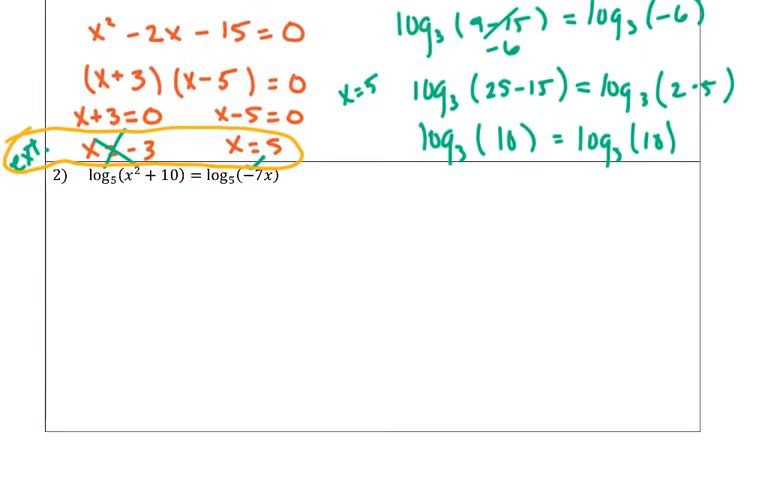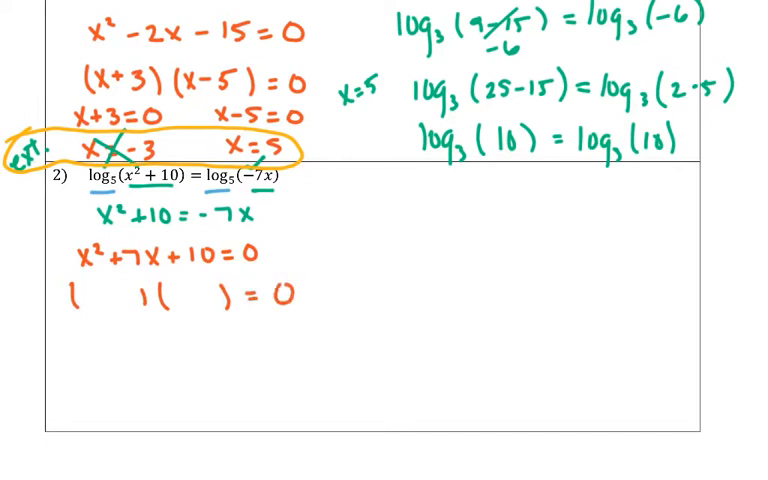All right, so this one, same idea here. When you see that you have log base 5 and log base 5, awesome, we can go ahead and set x squared plus 10 equal to negative 7x. And then from there, we're just going to solve. So again, this is a quadratic, so you want to set it equal to 0. X squared plus 7x plus 10 equals 0. I would try factoring first. It's a lot quicker than the quadratic formula, but if you love the quadratic formula, you can go for it.